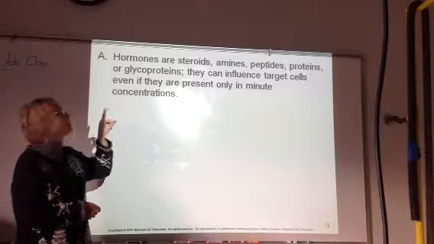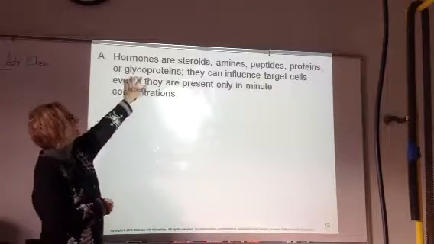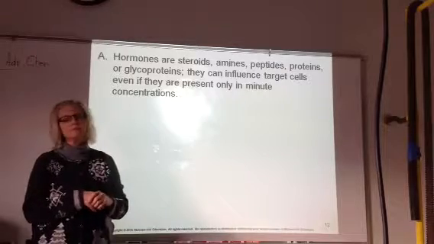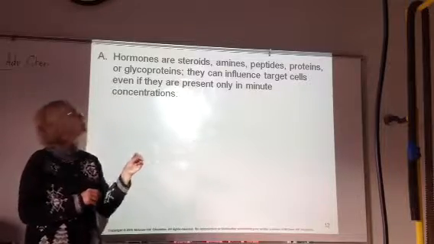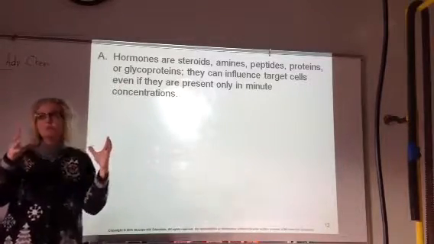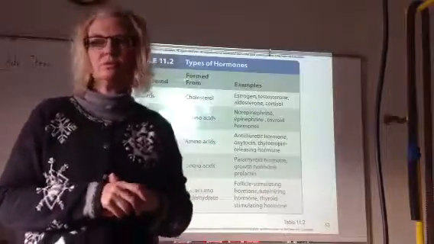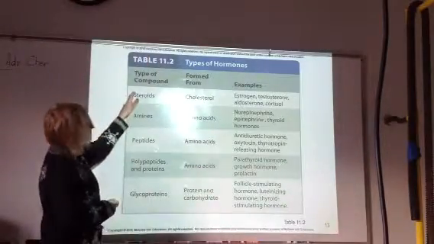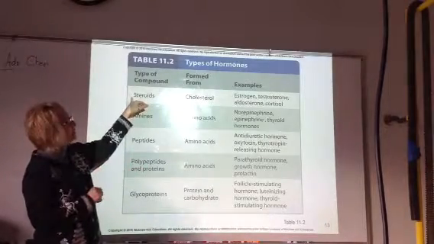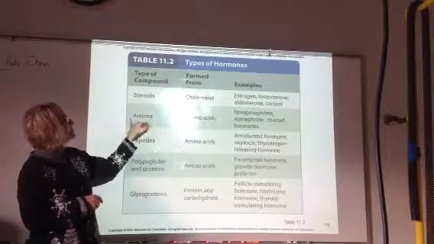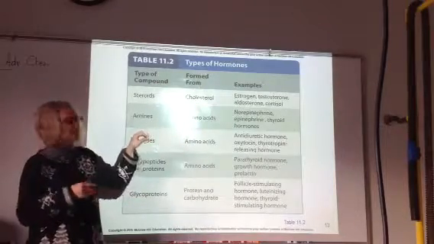There are hormones that are steroids, amines, and some organic peptides, proteins, glycoproteins. All of these different substances can affect these target cells, even if they're only there for a very short duration. So hormones are a group of different types of chemicals that can be transferred through different areas. Examples of steroids would be estrogen and testosterone, probably the most common ones that you've heard of. Amines come from amino acids. Epinephrine, norepinephrine, possibly you've heard of those.